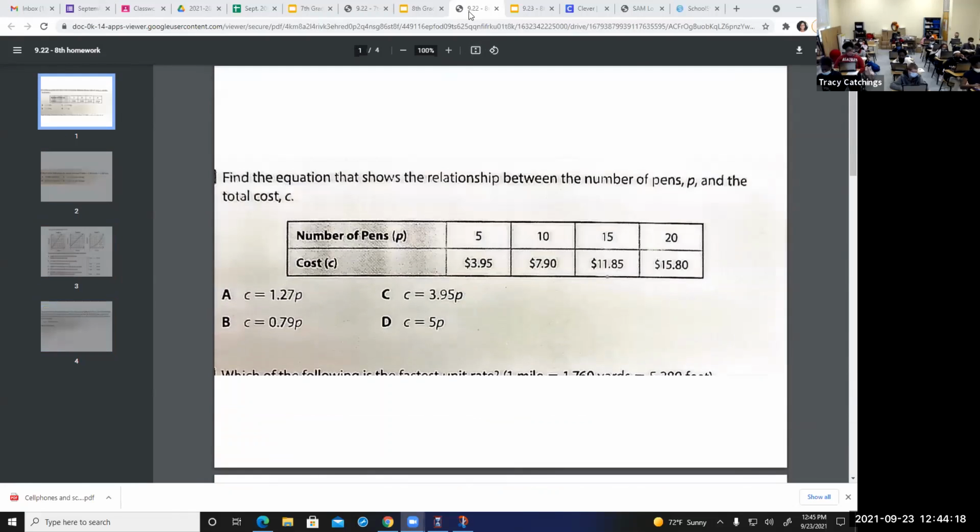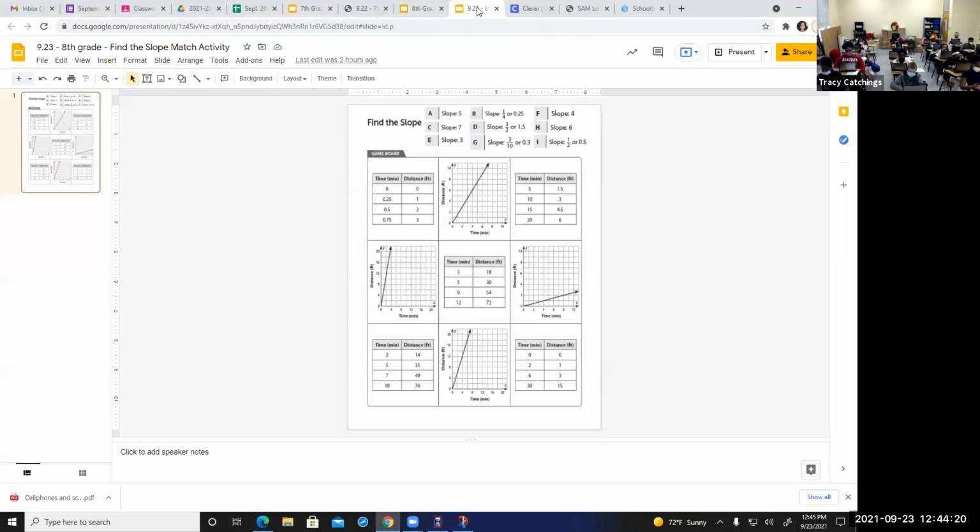All right, we do have a class activity today. It's titled 9.23, 8th grade, find the slope match activity. This is the only one I put in there for today. Are we doing like we did last time? Can I give some directions first?